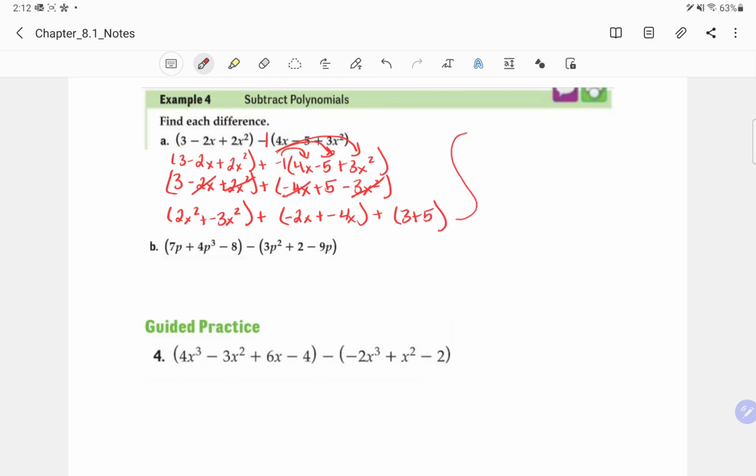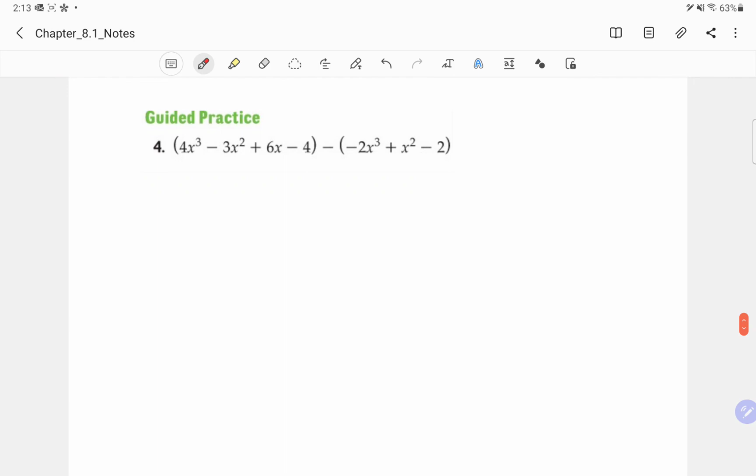All right. All you do from here is simplify it down. So you end up with 2x squared, plus -3x squared, which would give you -x squared. Then you have plus -2x plus -4x, which is -6x, plus 3 plus 5 is 8. Multiply by your -1, and x squared plus 6x minus 8 is our answer. Okay, try guided practice 4 and see if you get it right.